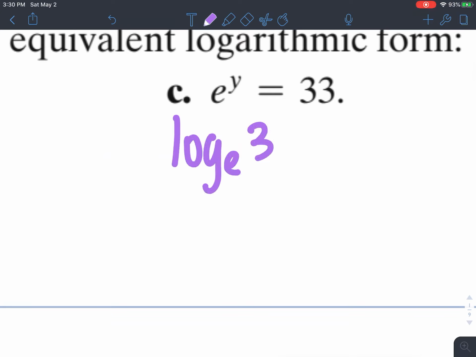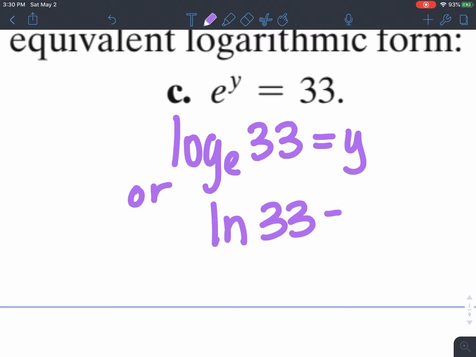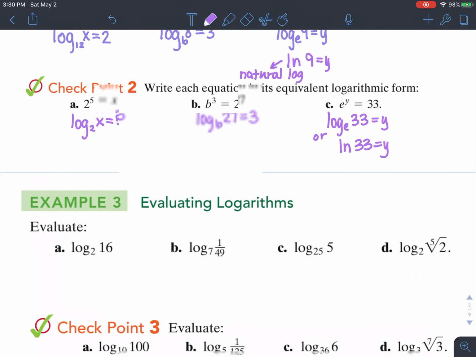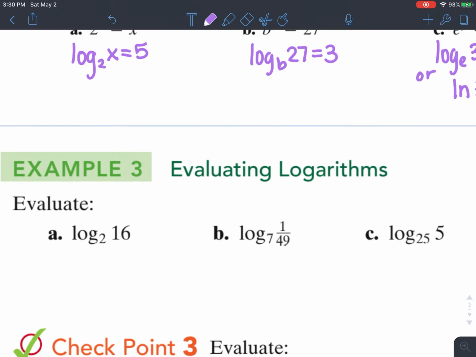Log base e of 33 equals y, or ln 33 equals y. Okay. Let's try some evaluating logarithms.